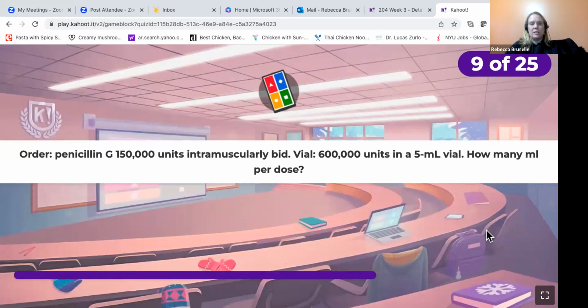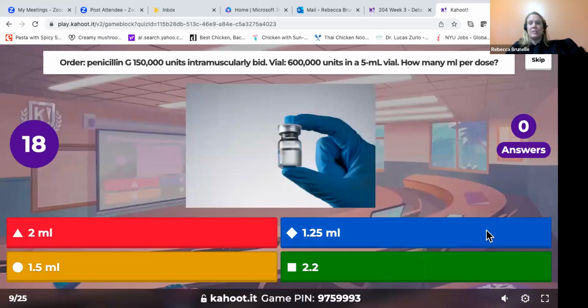So your order is 150,000 units intramuscularly twice a day, and you have 600,000 units in 5 mLs. How many milliliters are you going to give per dose?